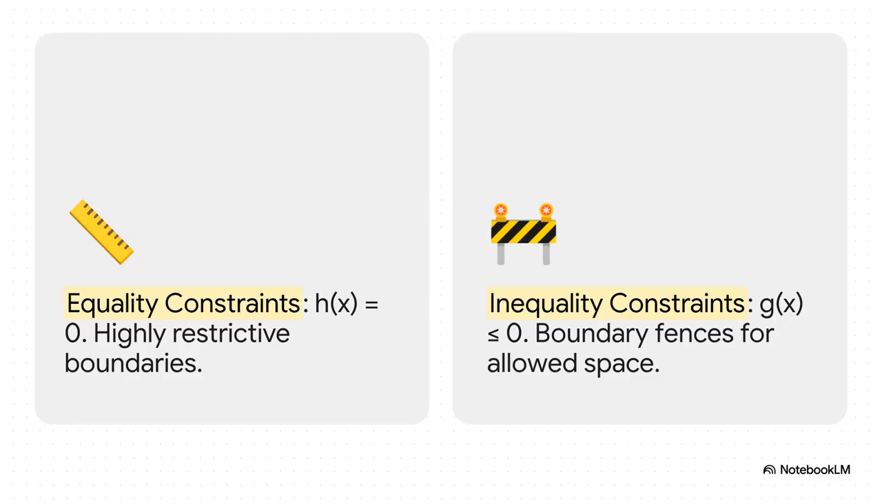The feasible region is built entirely by constraints, and they generally come in two flavors. First, you've got equality constraints, mathematically written as h of x equals 0. These are incredibly strict. Your solution must land exactly on this line or value, no exceptions. Second, we have inequality constraints, written as g of x is less than or equal to 0. These are a lot more like boundary fences. As long as you're playing inside the fence, the constraint is satisfied. When you are right up against that fence, the constraint is considered active. When you are safely inside the boundary, it's inactive.